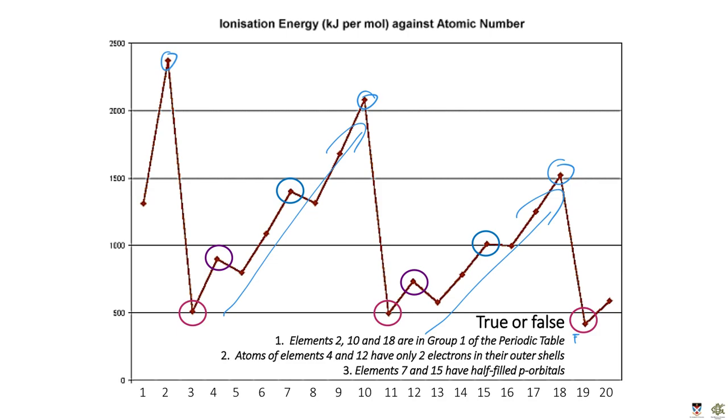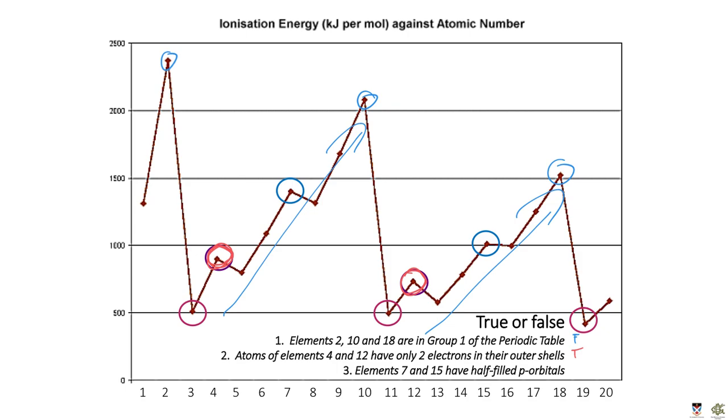Atoms of elements 4 and 12 have only 2 electrons in the outer shell. This is similar to one that we've had previously. So we're looking at elements 4 and 12. 1, 2, 3, 4, so that one there, and 12. Two electrons in the outer shells. That is correct, because they have 1 electron in the s orbital and then a second one for each one of those. So that is true.